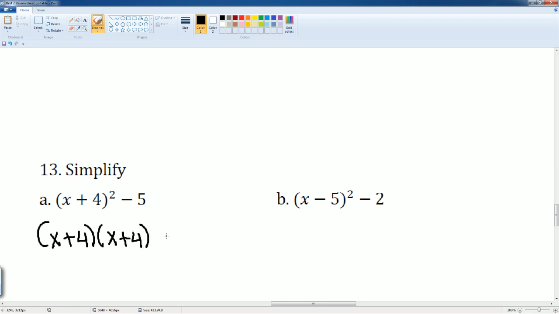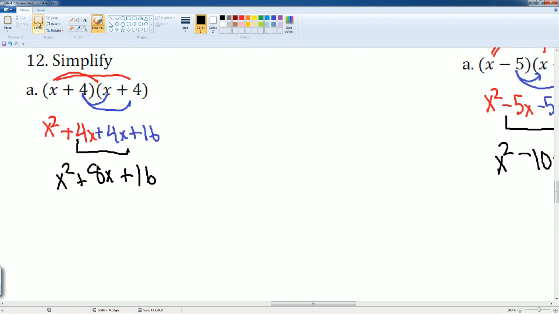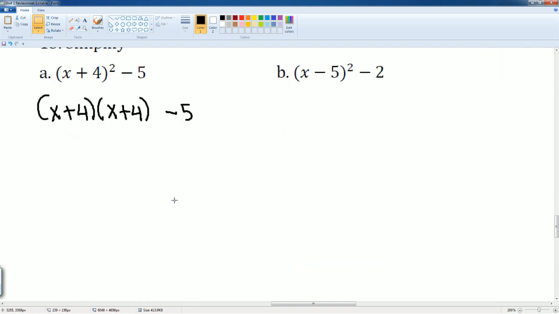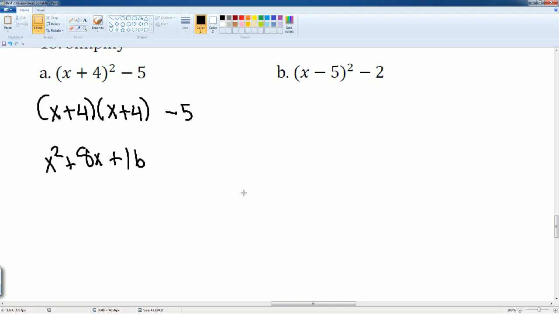And here we have our minus 5. But we know what x plus 4 times x plus 4 was. It was right here. We had it right here. So all I'm going to do is bring it down right here. Okay? I'm not going to show you this step, right? Because that's what it becomes from our previous problem. All we do is bring down our minus 5.